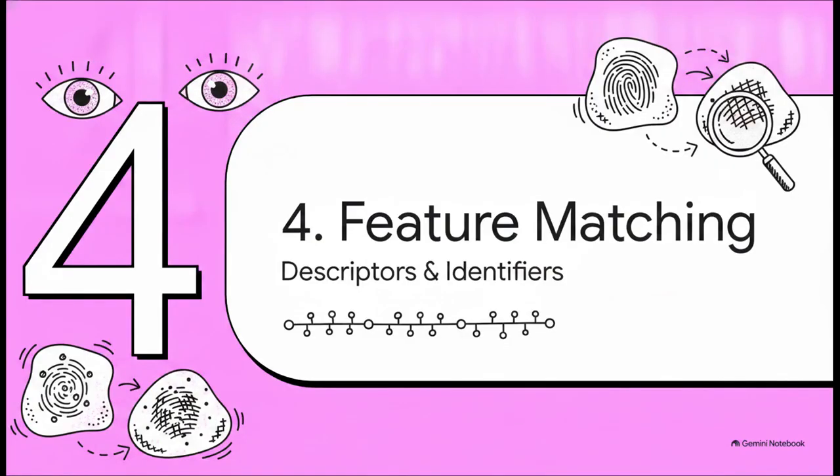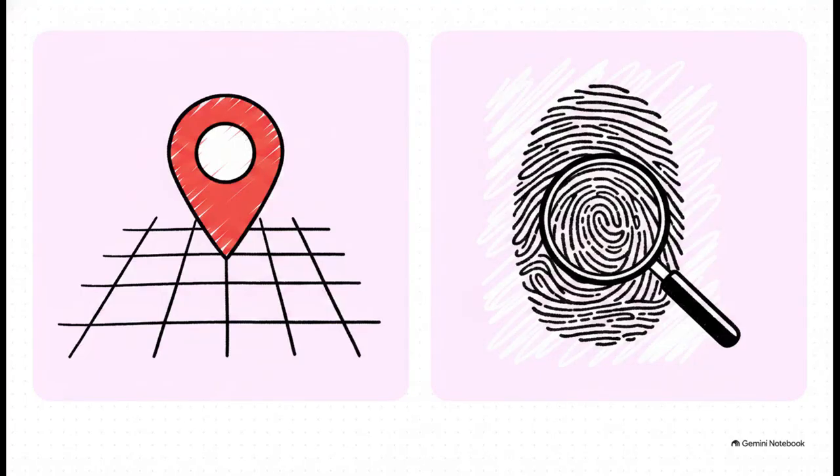Moving right along to Section 4, descriptors and feature matching. Now that we found these features, we need to give them unique fingerprints. Please do not fall for this classic trap on the exam. Do not confuse these two terms. Feature detection is simply finding where the feature is. It just gives you the X and Y coordinates. It basically says, hey, there is a corner at pixel 120/85.